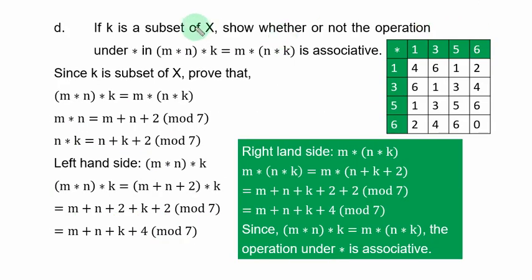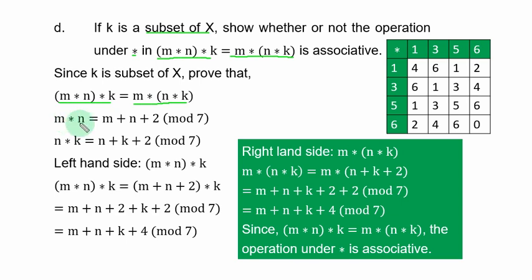Question D. If K is a subset of S, show whether or not the operation under asterisk, in brackets m asterisk n, close bracket, asterisk k is equal to m asterisk, open bracket, n asterisk k, close bracket, is associative. So since K is a subset of S, we have to prove that the left hand side is equal to the right hand side.